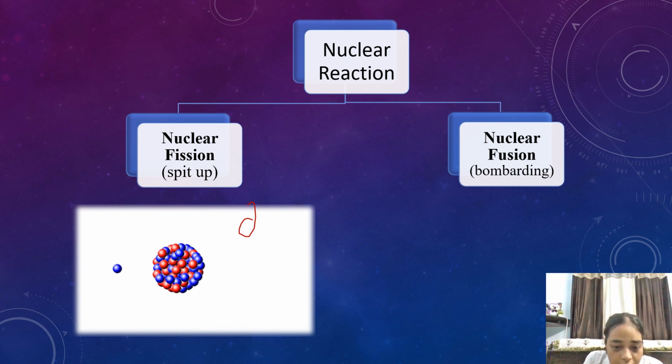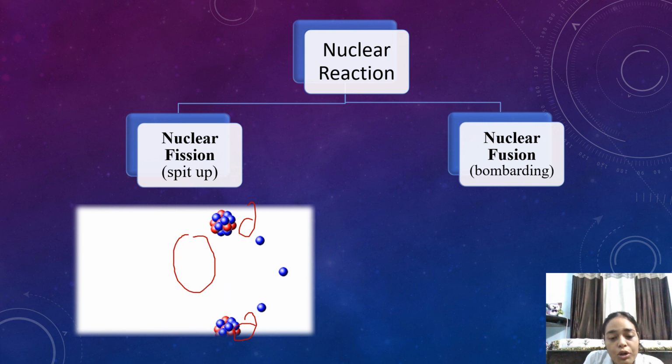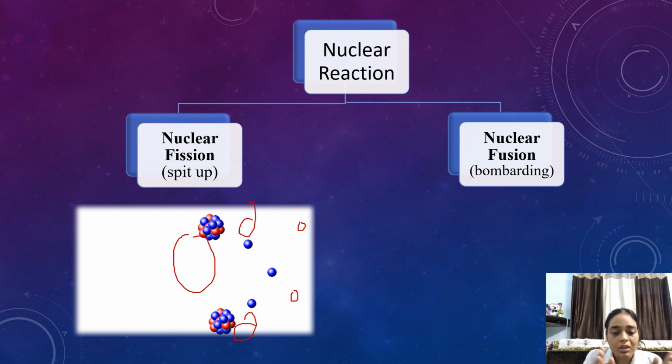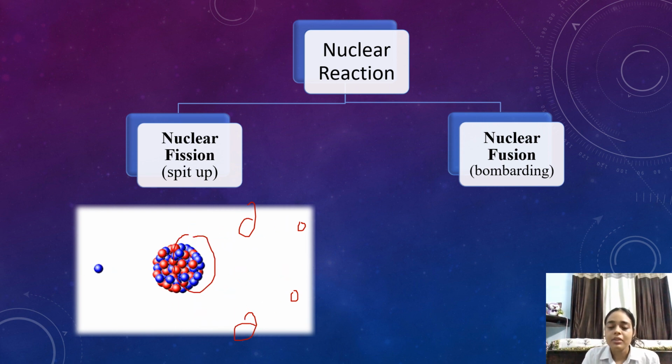Here you can see a big nucleus splitting into two small nuclei, and some neutrons are also released, and a lot of energy is produced. So this is a nuclear fission reaction. Now let's see what nuclear fusion reaction is.